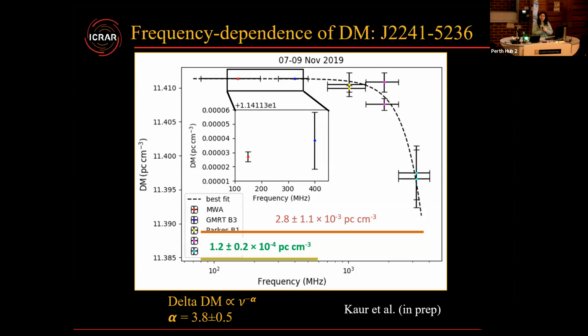But another thing is that for this frequency-dependent variation, we can do a fitting. So we can scale how much the DM is varying from one frequency to another. And we found that it varies on average as nu to the power of minus 3.8. And we have seen this consistently with all three of our observations, and also for another pulsar, which I'm not showing here, but for another target as well.